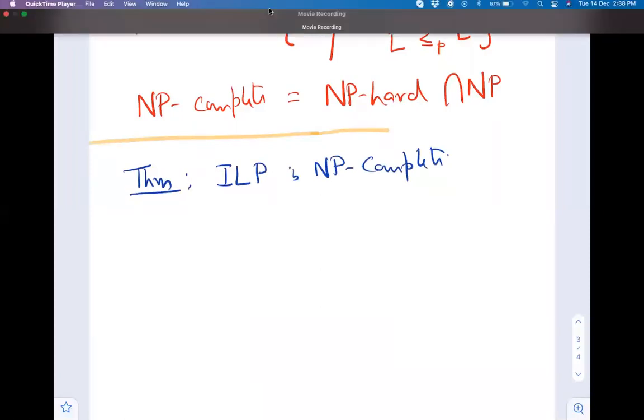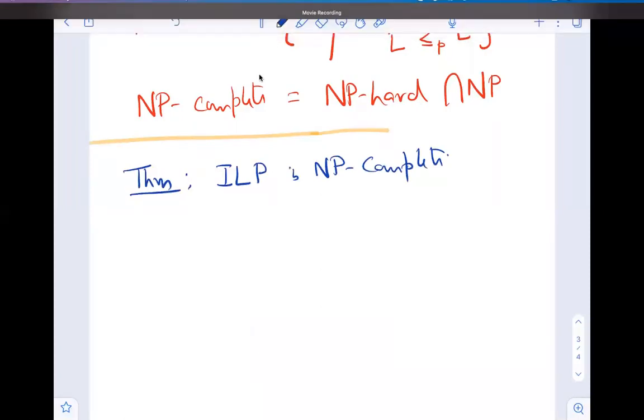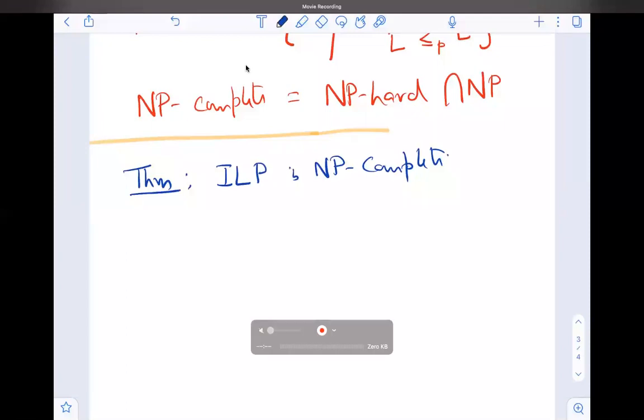Theorem, say: integer linear programming is NP complete. Let's see, can you prove it? Do you guys remember integer linear program? Yes, sir. So it's a linear program where you are given the extra condition that the variables are integers. The variables have to be integers. You cannot put variables to be anything but integers. Now, how will you go about proving it?